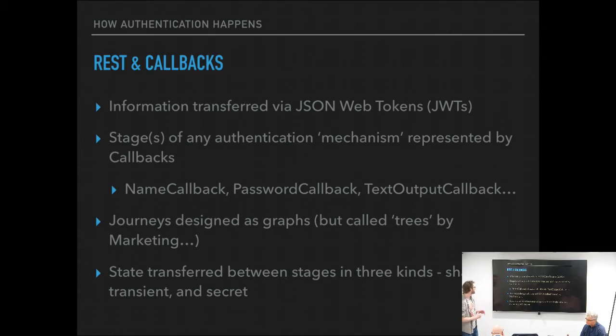And importantly, journeys are designed as graphs. They're not trees. We call them trees because that was a more exciting term for our marketing team to use. I apologize profusely to the people in this room for that. They allow for loops, so you can go round and round if you have problems. They allow for you to check the number of times that you've gone through a loop if you need to. And you don't just have to take a steady path.